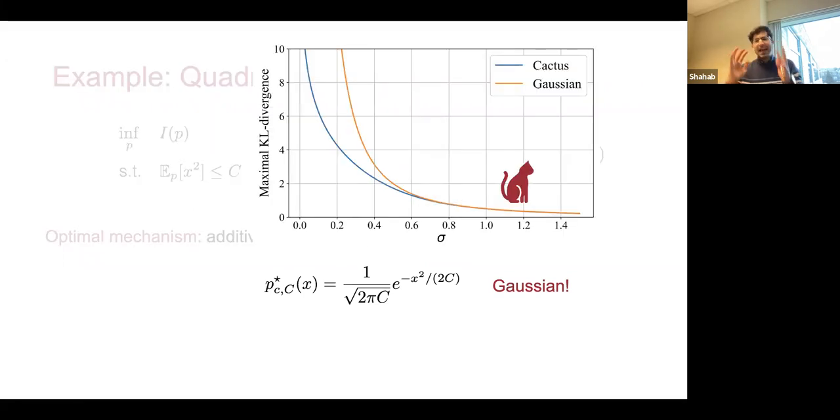And that's exactly why we have this convergence here. So when the cost C is big enough, when the sensitivity is small, the optimal is Gaussian. So Cactus and Gaussian, in this case, are essentially the same. And that's why we have this thing here: we have Cactus converging to Gaussian.